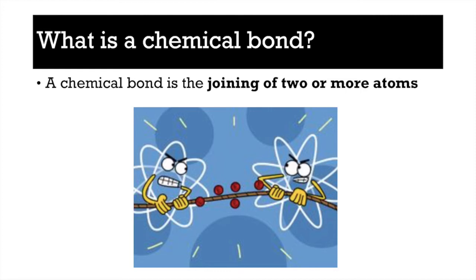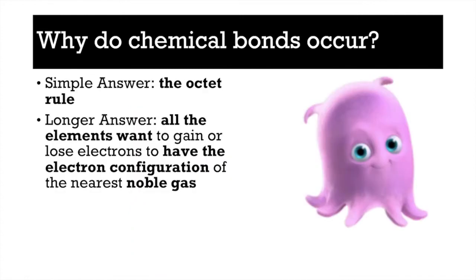So let's start simple. What is a chemical bond? A chemical bond is the joining of two or more atoms. You might be thinking, well, why are we spending a really long time and breaking this up into two units if the definition is so simple? And it is, but there's so much that goes on within a bond that we have to talk about.